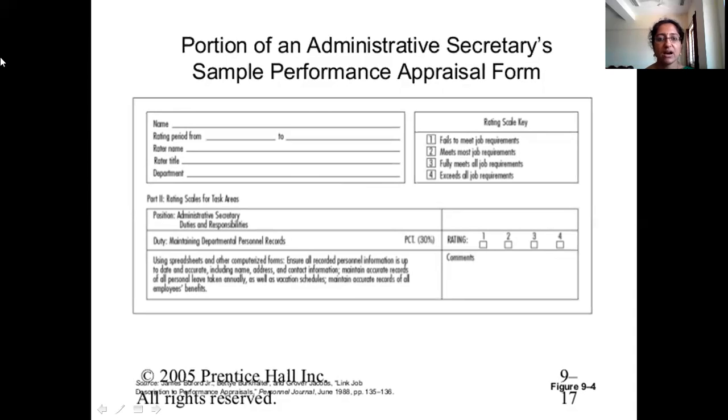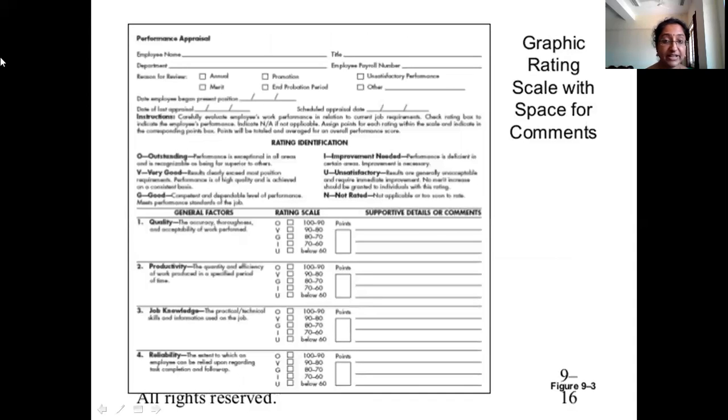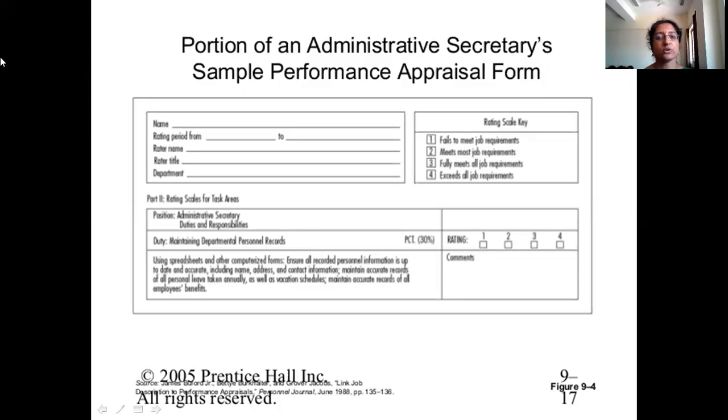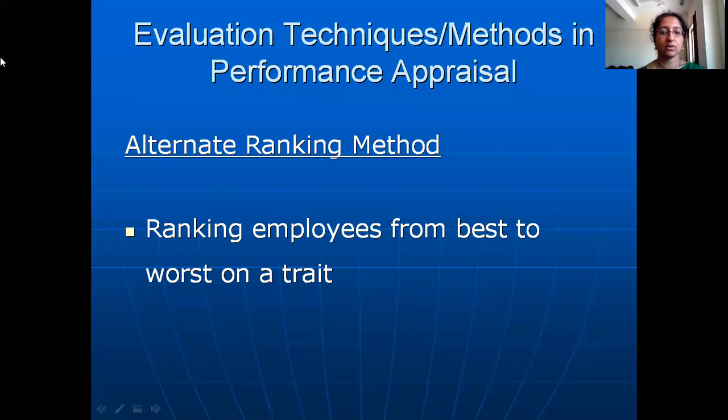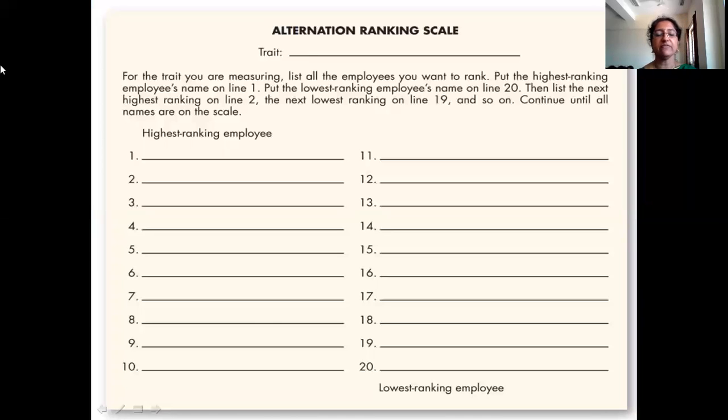So in this way, a graphic rating scale can either be rating generic traits like quality, productivity, etc., or it can be relating to doing a specific job duty like how it is shown over here in this slide. Now moving on to the next evaluation technique, you have something called the alternate ranking method. In an alternate ranking method, it just involves ranking the employees from best to worst. So here is a sample of an alternative rating scale.